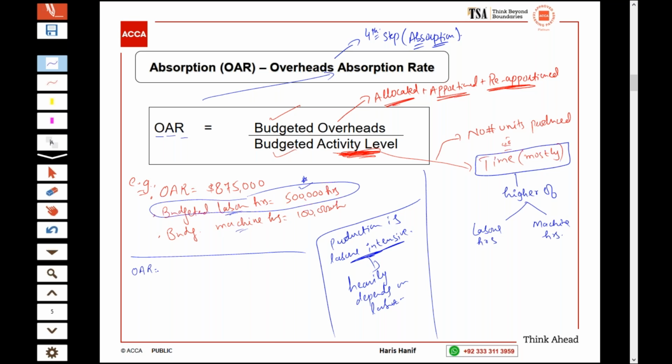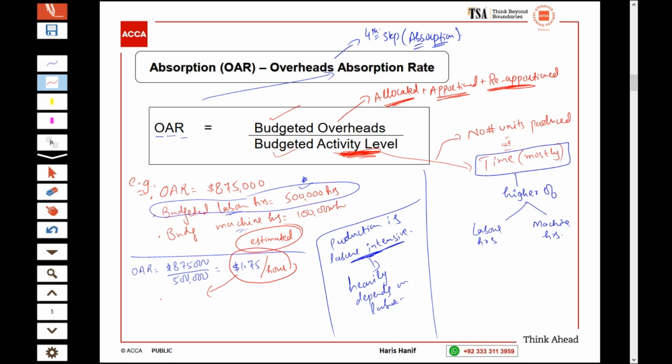So you will be dividing your overheads, that is $875,000 divided by 500,000. 875 divided by 500, that is $1.75 per hour, and you will be saying that this is the estimated rate. This is not something actual, this is something estimated, which you are going to estimate at the start of the period, at the start of the month, at the start of the quarter, or whatever is your time period.